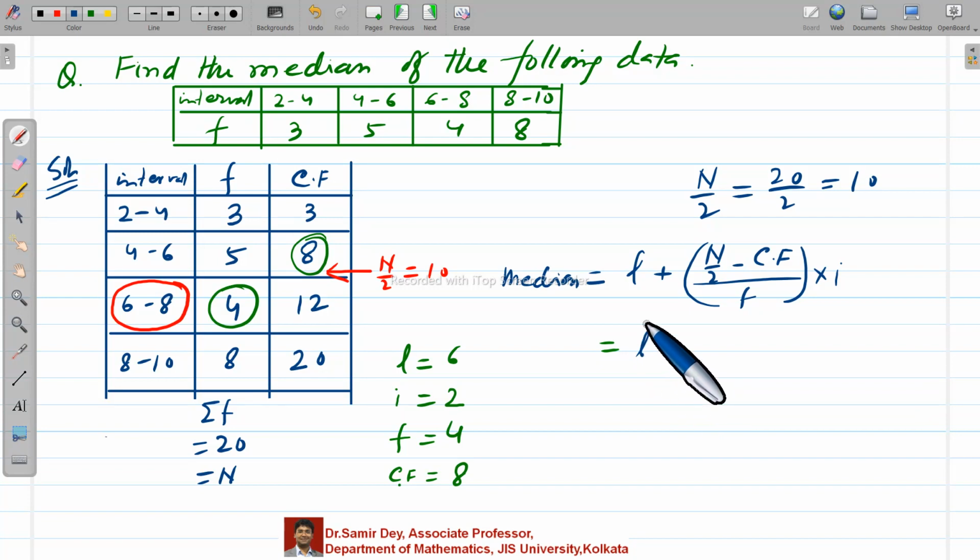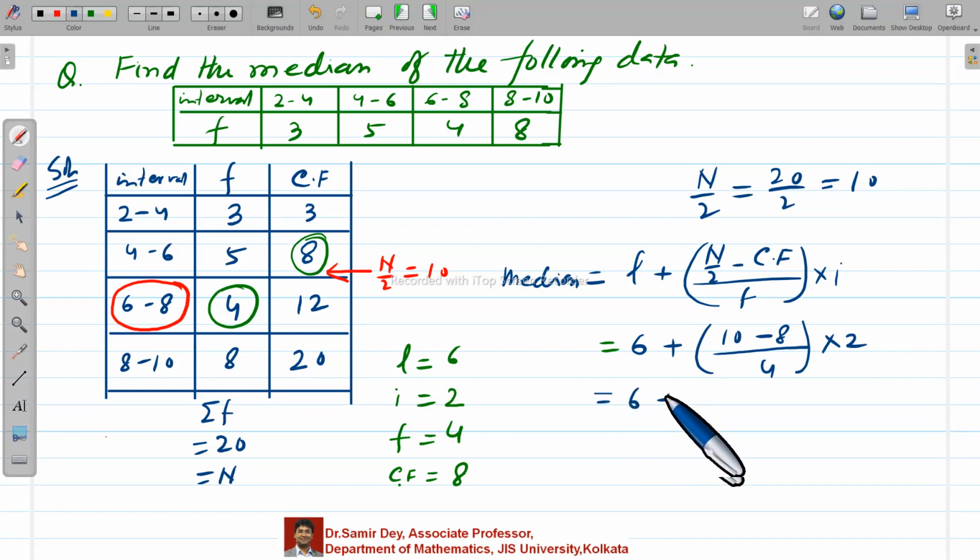L is equal to 6, so 6 plus (n by 2 is 10 minus CF is 8) by corresponding frequency 4, into 2. Is it clear? So ultimately it is 6 plus 2 by 4 into 2, that is coming 1. Ultimately 7 is the answer. Please check. Your median will be 7. Is it clear to all of you? Very simple. Just gradually follow the steps and you will get your answer.